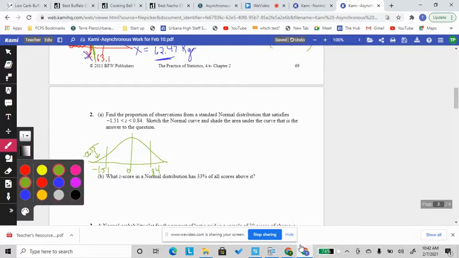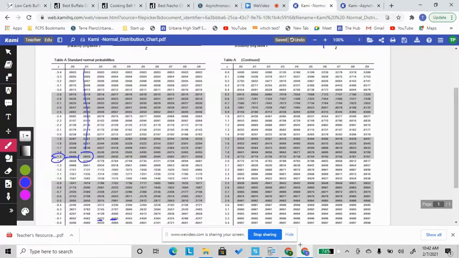Let me change my color here. So that is that area. And then we're going to look up 0.84. So go back to the normal distribution chart on the positive side and do 0.84. You get 0.7995.